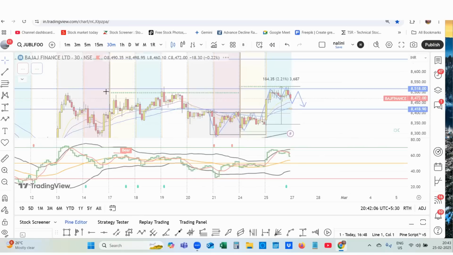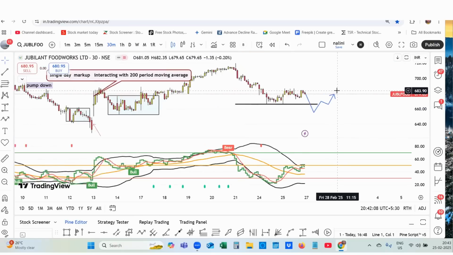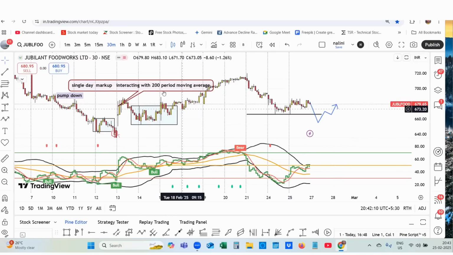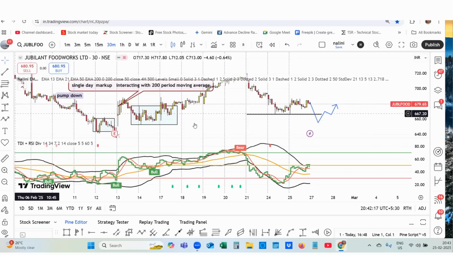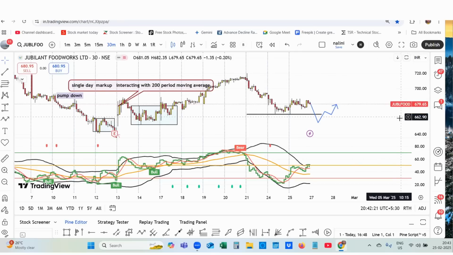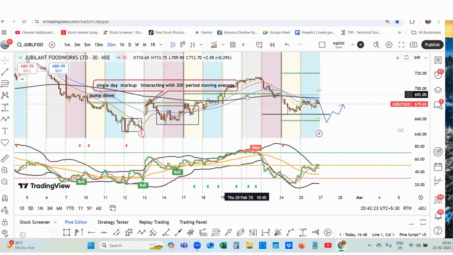Jubilant Food. See, you can see here. Let the indicator work. It takes time. Let it work. Let it show, this is if I place. So on Thursday, quickly I'm showing you.